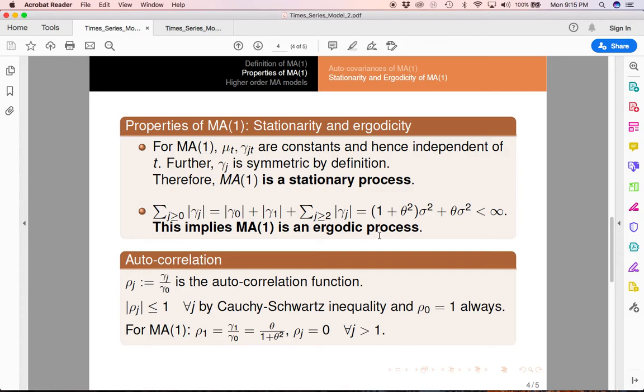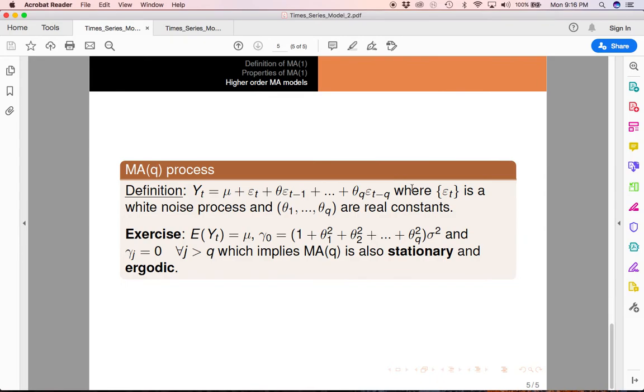Likewise, we could also find the autocorrelation function, which is nothing but the autocovariance function normalized by gamma naught. And by definition, the absolute value of rho j would always be less than or equal to 1. In this case, that is the moving average model of order 1, rho 1 turns out to be this constant theta over 1 plus theta square. All the other rho j's are 0. So that's all about the moving average model of order 1.